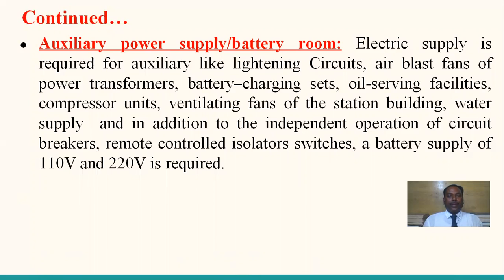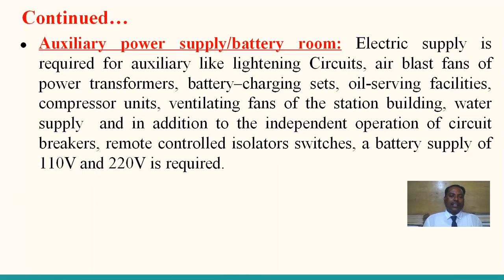So a battery room is provided, where a number of batteries are connected and functioning. Wherever DC supply is required in the entire station, in the form of relay signals, circuit breakers, and remote controlled isolator switches, the DC supply is transferred from the battery room. Auxiliary power supply is also used for ventilation and compressor purposes. Without power we can't do all these operations.